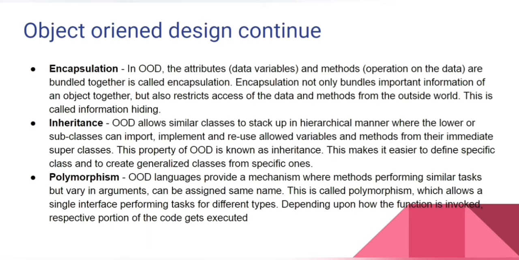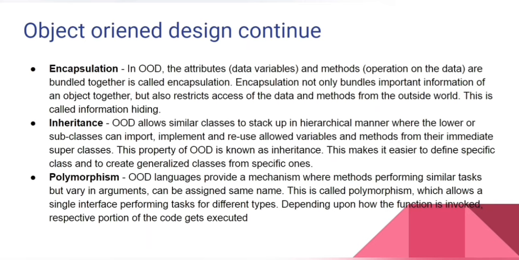So we have polymorphism. Object-oriented design languages provide a mechanism where methods performing similar tasks but with variant arguments can be assigned the same name. This is called polymorphism: poly means many, morphism means forms, which allows a single interface to perform tasks for different types depending upon the function invoked. The respective portion of code gets executed. So polymorphism is a process.